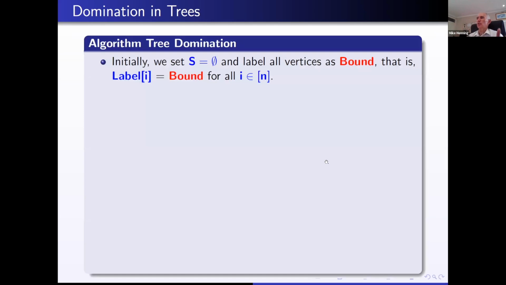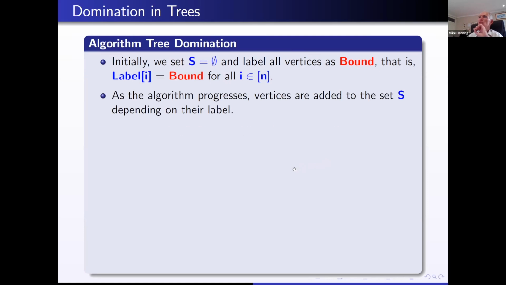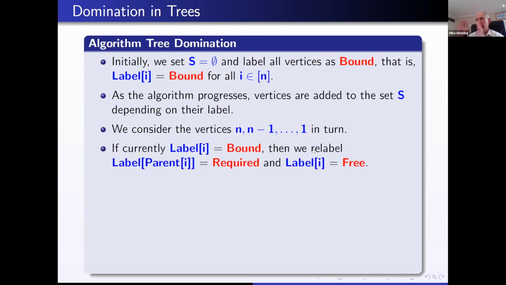Initially, you put everything as bound, which means if it's bound, you've still got to dominate it. And as the algorithm progresses, you change the label; it could stay bound, or become free or required. If it's required, it means you're going to have to put it in the dominating set. If it's free, you don't have to dominate it. So what we do is the following. We start with vertices from n, the vertices furthest from the root, then n minus 1, and so on, until you get to the root. And I'll just define it, and then we'll look at an example.